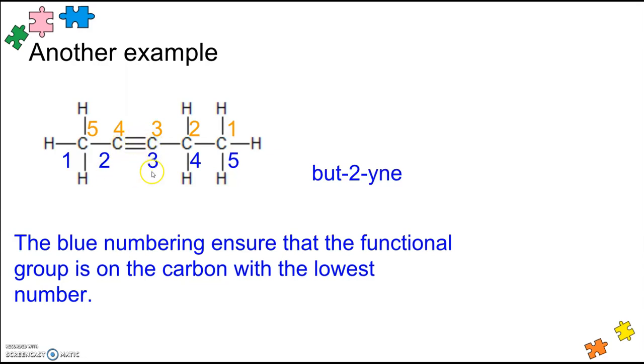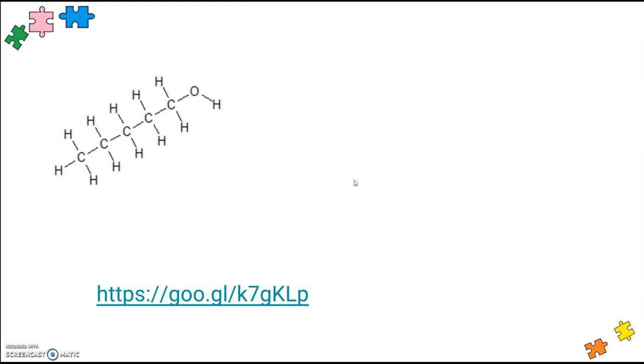So the name of this compound will be but-2-yne. The -yne comes from the fact that this triple bond, did I say double bond? I meant triple bond. This triple bond, which is the functional group of the alkyne, the -yne tells us that we are working with a homologous series, the alkynes, and the 2 tells us exactly where that functional group is allocated. Of the 2 possible names that we have, if we use the yellow numbering, our name would be but-3-yne. If we use the blue numbering, it will be but-2-yne. It shows us that the blue numbering indicates the carbon with the lowest position.